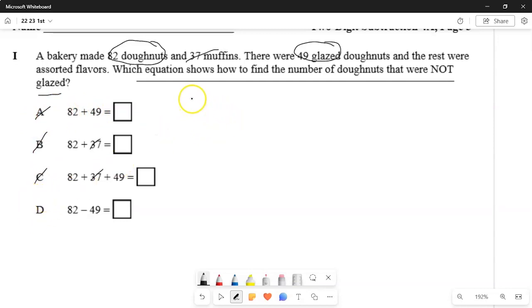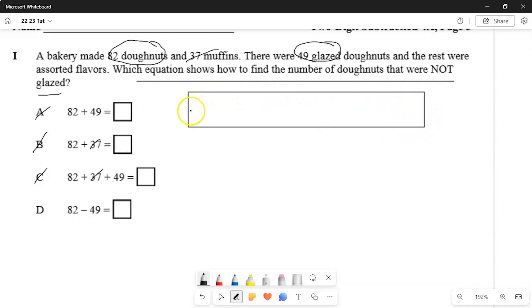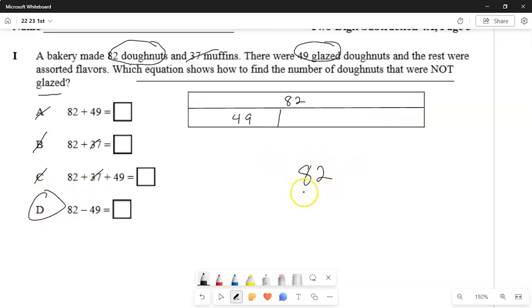If I was organizing that information into a strip diagram, I know the total. Total is 82. Okay. I know the glazed is 49. Okay, and these are going to be the assorted or the ones that are not glazed, I guess. We'll go work out that problem too while we're at it. We know D is our answer. Okay, but if we work that out, that'd be 82 minus 49.